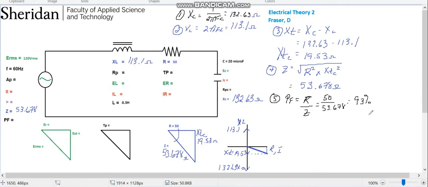Now that we've done that, we can determine what our angle theta is. So our arc cos of 0.93. So I'll just write that right here. Step number 6, cos⁻¹ of 0.93. And I get the arc cos, I get 21.3 degrees. And my power factor, I'll write that in here, which is 93%. All right, so far so good?